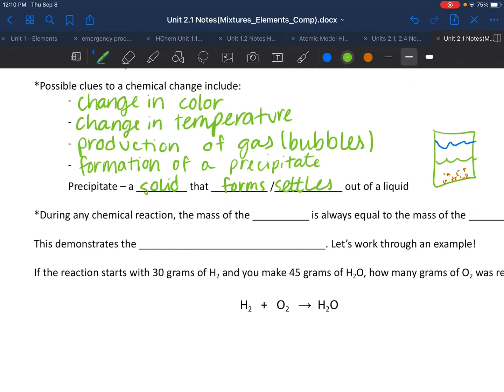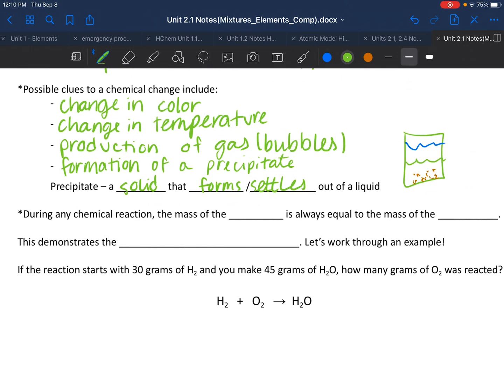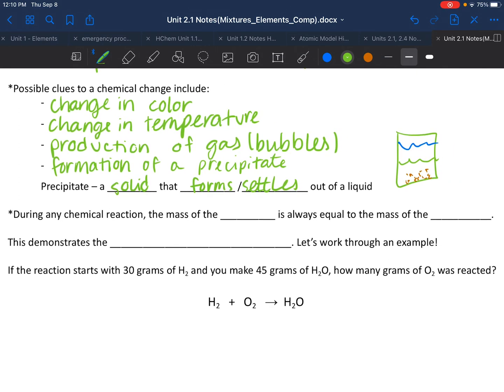Now, the one thing I do want to mention here too is that we have to remember a special law of ours. During any chemical reaction, the mass of the products is always equal to the mass of the reactants. So it's saying the mass of all the stuff you put in better be the mass of everything you get out. And so this demonstrates the law of conservation, which is, you can't create or destroy matter.